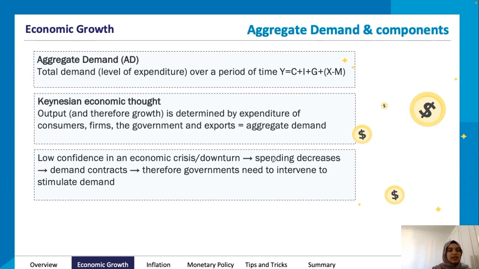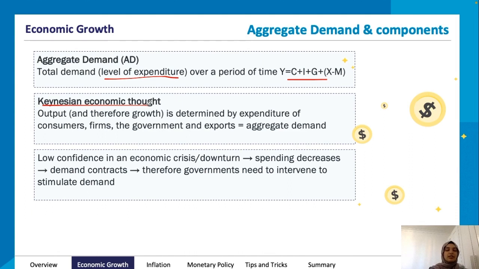So, aggregate demand and components. Aggregate demand is the total demand, which is the level of expenditure over a period of time. So, how do we measure that? We've got C plus I plus G plus exports minus imports, which we'll go through as well. That's a net. Keynesian economic thought looks at this idea that output, and therefore growth, is determined by expenditure of consumers, of firms, the government, and exports, which makes up aggregate demand. Okay, so that is how we essentially look at how much we're growing.